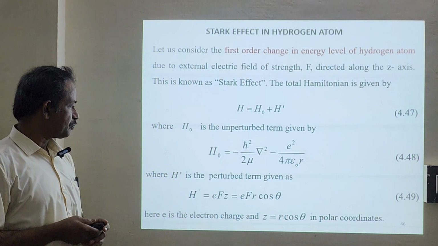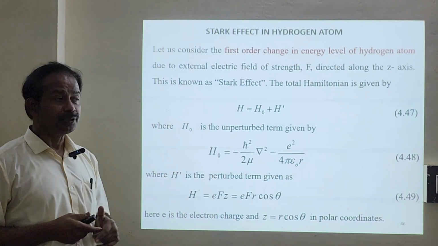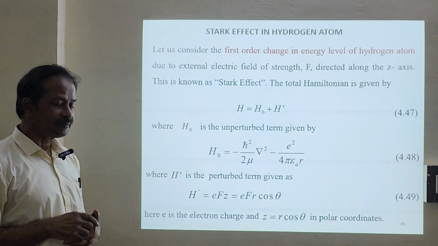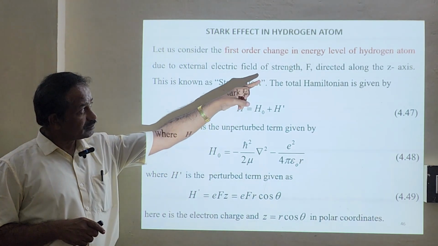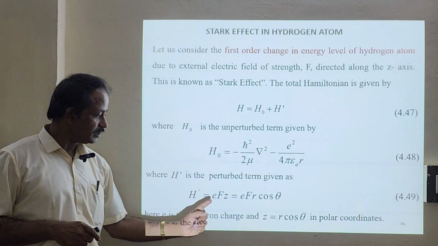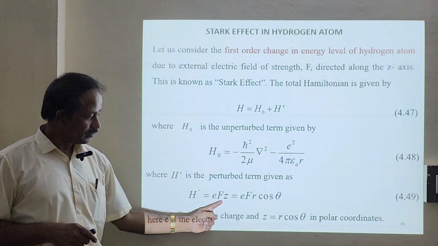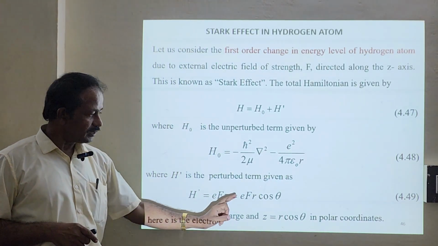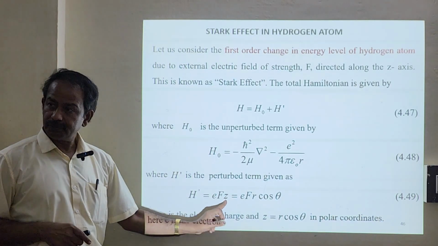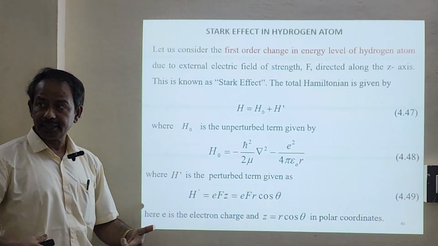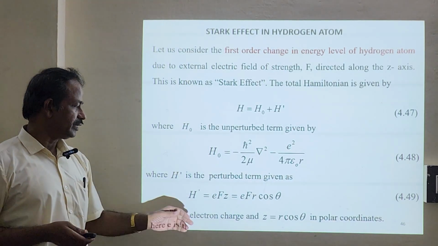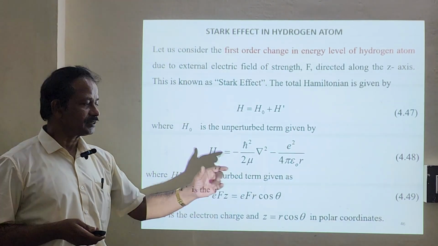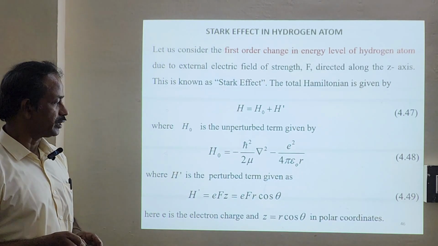Where H prime is a perturbed term due to the application of the electric field. So H prime equals EF Z, since, as we just discussed, F is in the direction of Z. EF Z is equal to EF, and we are going to use spherical polar coordinates. So Z will be your R cos theta. Here E is the electron charge and Z equals R cos theta in polar coordinates, as we know already.